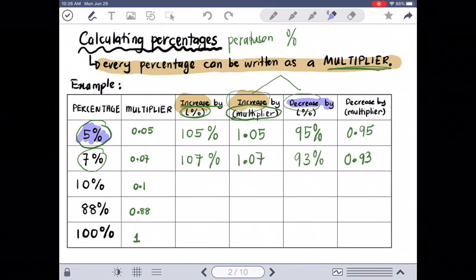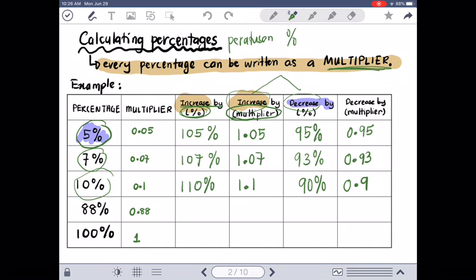Right, the next example. Increase by 10% means that it becomes 110%, or in terms of multiplier is 1.10 or just 1.1. Decrease by 10%, in terms of percentages becomes 90%. In terms of multiplier becomes 0.9.